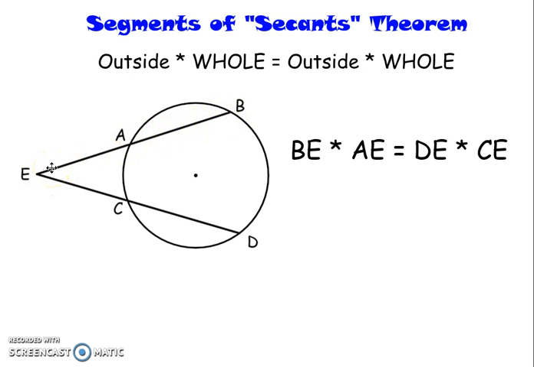When you're doing these, each one of these segments starts at the point of intersection, and then it connects to each point on the circle. So if you can remember that it starts at E and it connects to A, if we take that segment times the segment EB, that's going to equal the parts of the other secant. So the outside part, and if you can remember the word OW, EC, the outside part, times the whole segment, ED.